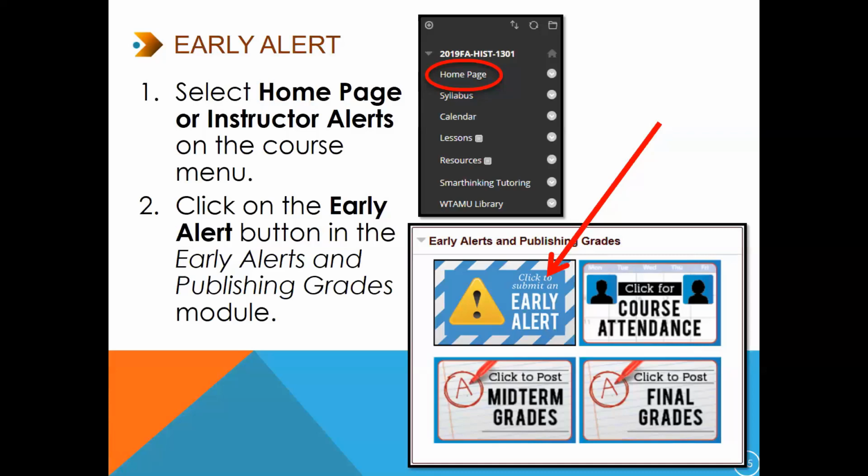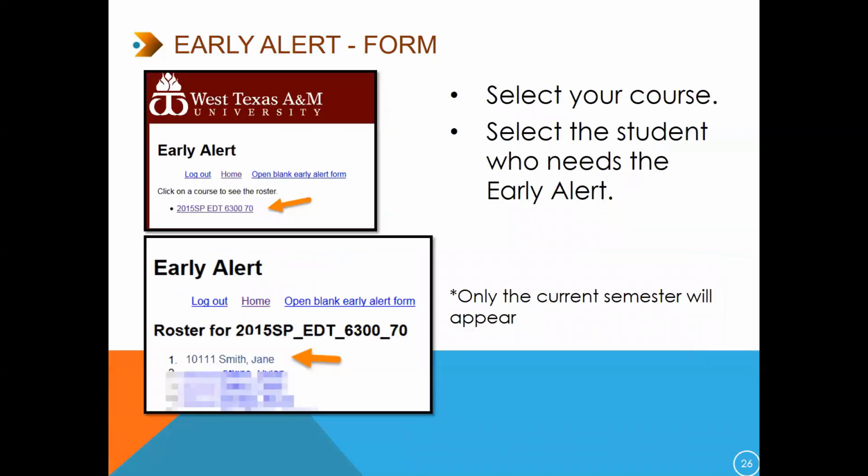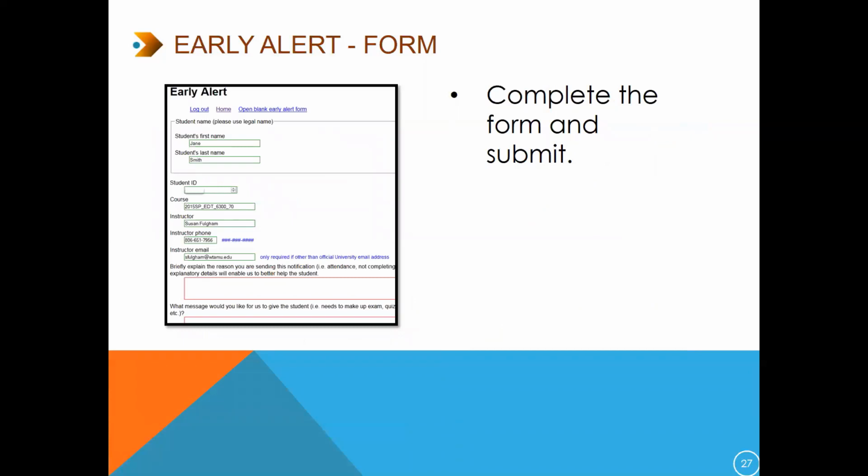So to submit an early alert, you click on that button that says submit an early alert. Again, it's going to take you to a page. It's going to list all of your current semester courses. You click on a course and it's going to list all the students in the class. Then you can click on the name of the student you want to submit an early alert for. It's going to pre-populate some of the information such as the student's name and ID number, the course, what your name is, all of that kind of information.